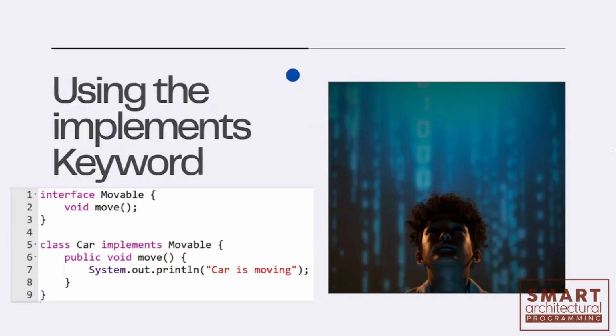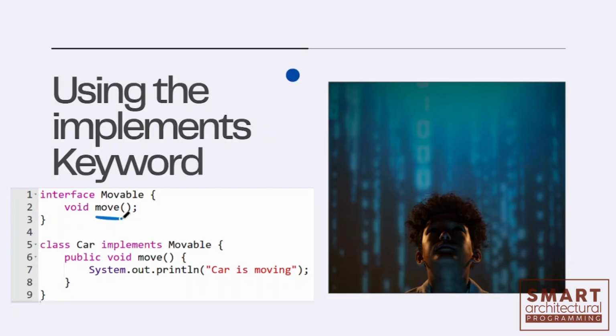So Java doesn't support multiple inheritance through classes, but it does allow it through interfaces. That's where the implements keyword comes in, basically. What do we mean by that? Here, as you can see, the Car class implements the Movable interface, which means it must provide a definition for the move method, basically. So for the Car class, we have created an interface called Movable with a method move, right?